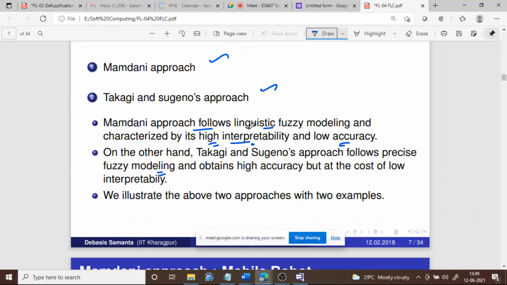That is, it does not follow linguistic modeling. It follows precise fuzzy modeling. It obtains high accuracy, but at the cost of low interpretability. So these both are quite opposite. The Mamdani model is highly interpretable, but its accuracy is less, whereas Takagi and Sugeno's model has high accuracy, but its interpretability is low.